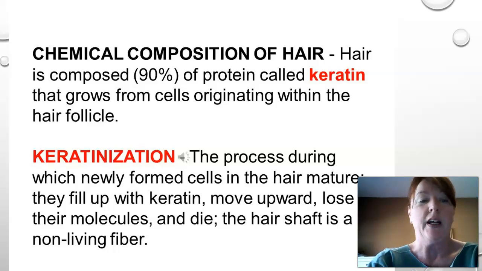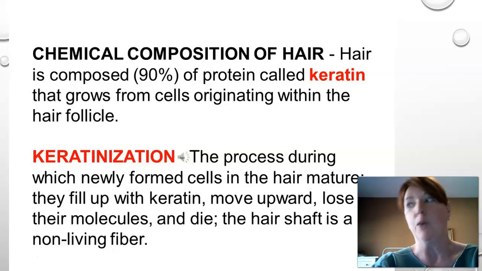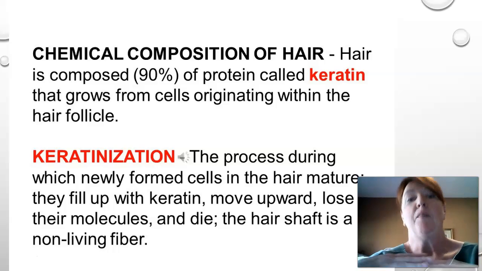Hair is composed of 90% of a protein called keratin that grows from cells originating within the hair follicle. Keratinization is the process during which newly formed cells in the hair mature. They fill up with keratin, move upward, lose their molecules, and die. The hair shaft is a non-living fiber. It's alive below the skin.